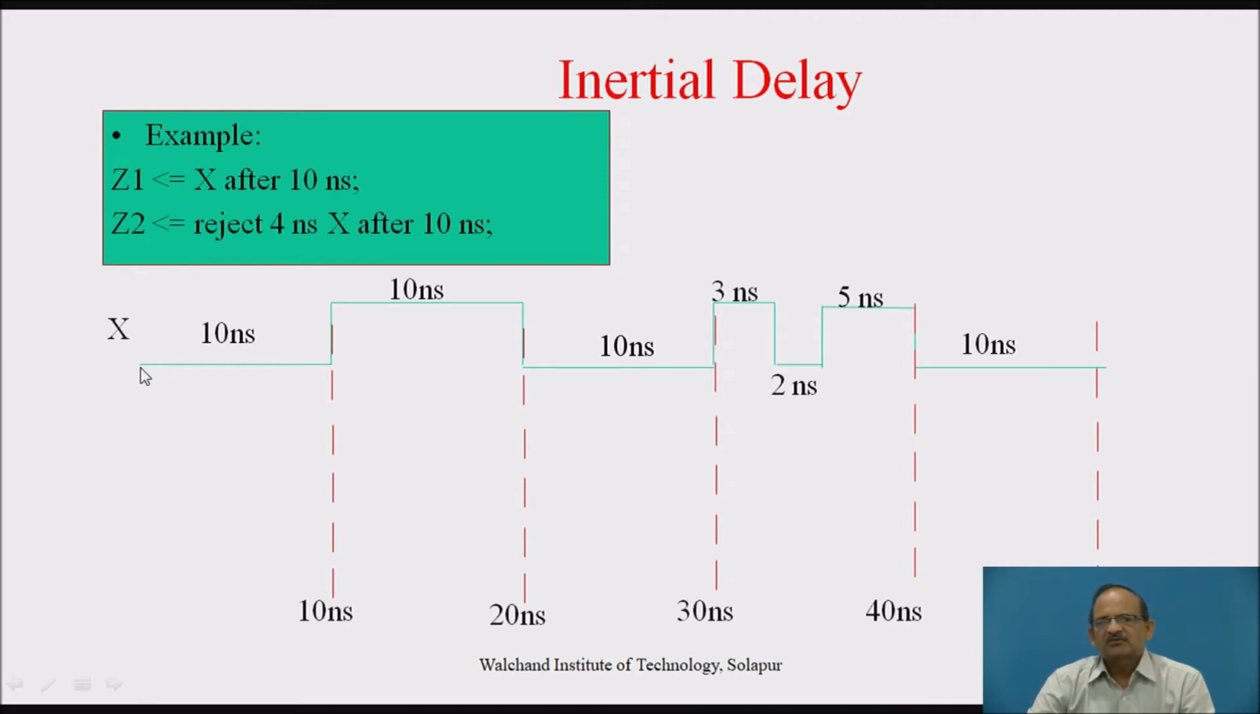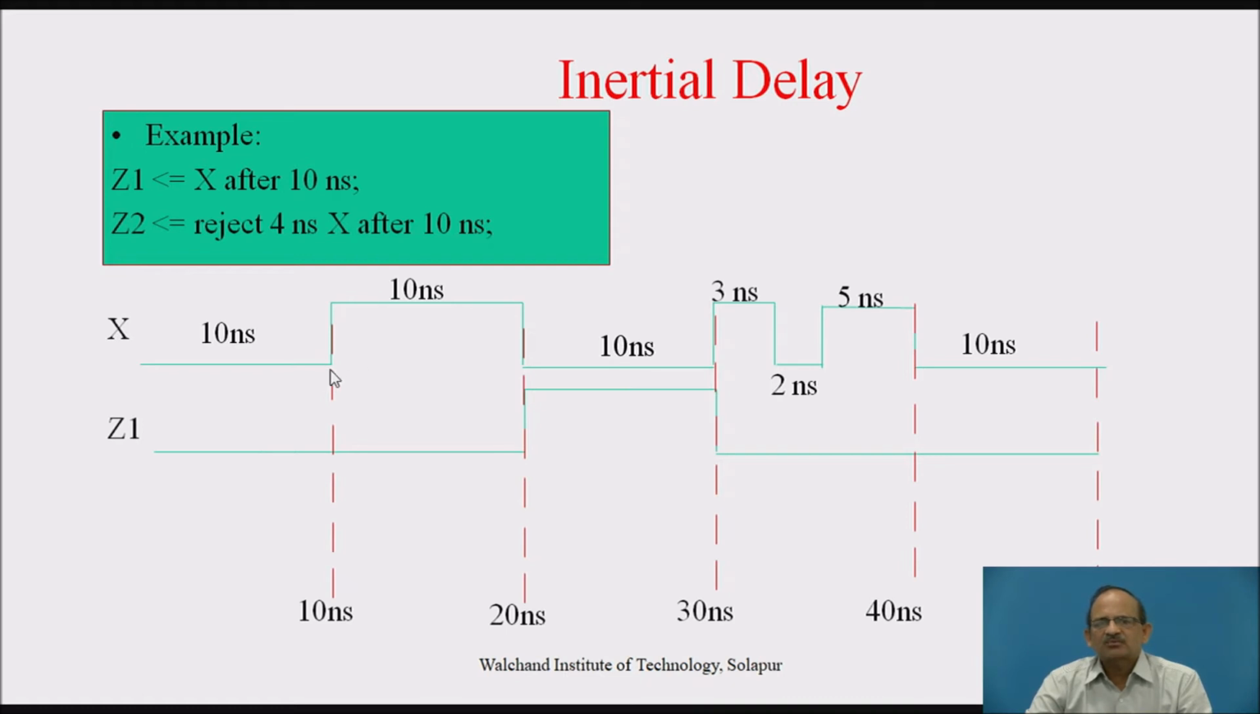Let us assume the signal x is as shown here, specified from 0 to 50 nanosecond. This value is to be assigned to Z1 after 10 nanosecond. As the delay model here is an inertial delay, any pulse which appears for shorter than 10 nanosecond will be rejected or will not appear at the output. So these pulses are not going to appear at the output. Therefore, the result will be like this.